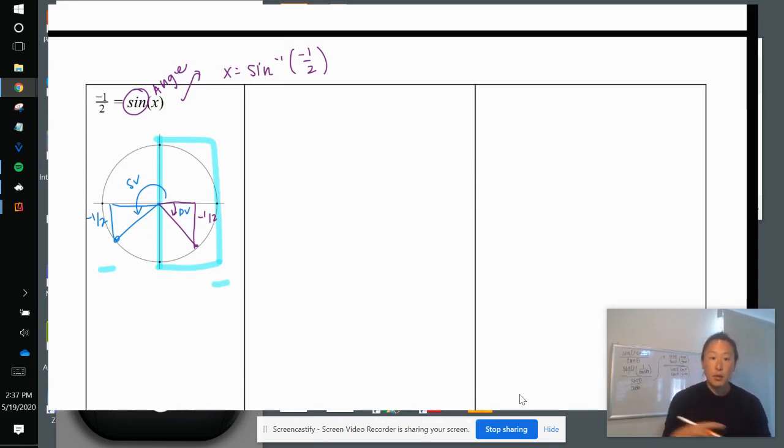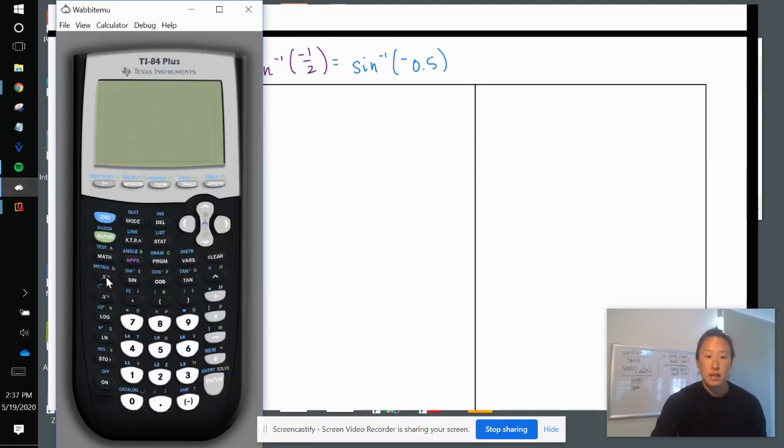So I am going to use my calculator because why not? I could use the unit circle, but in Khan Academy, you're going to have some weird numbers. So another way to write this is the sine inverse of negative 0.5. I'm going to use my handy dandy calculator.